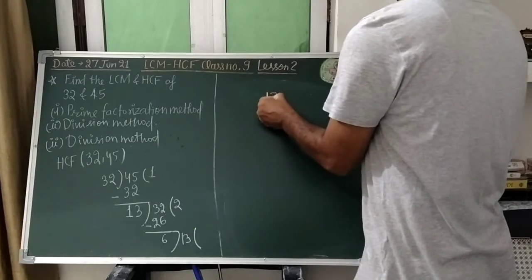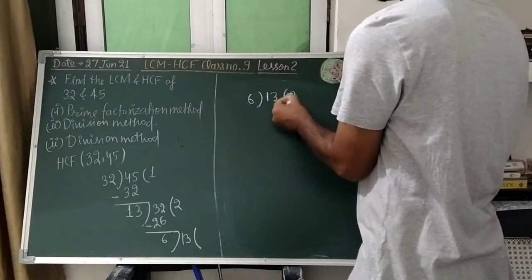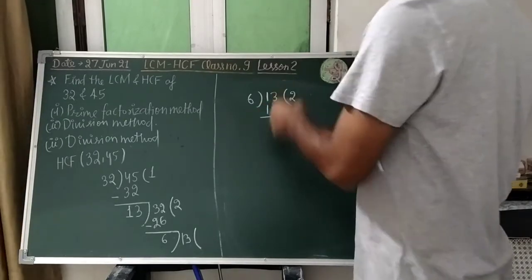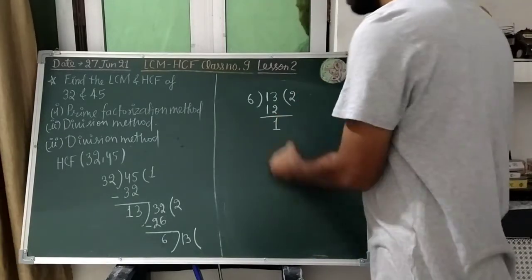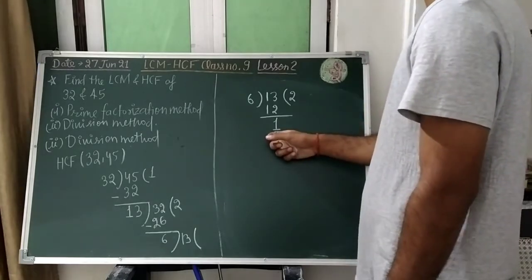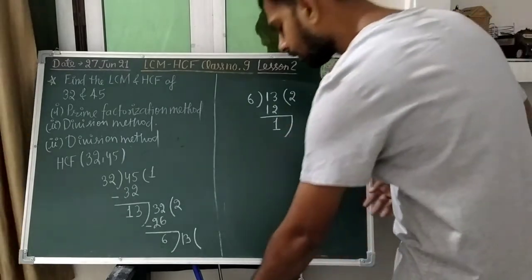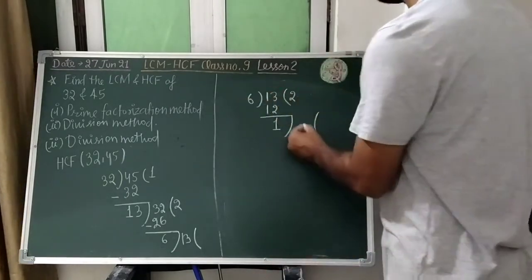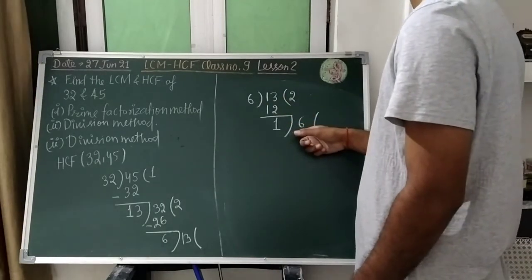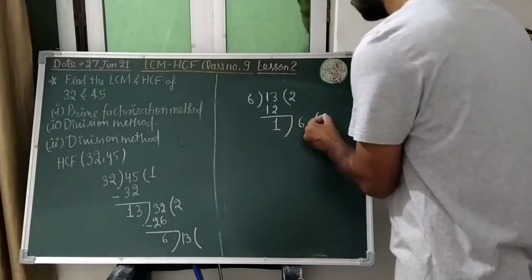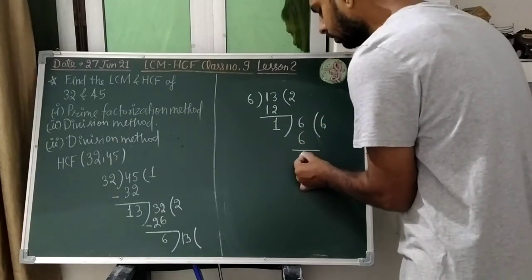Students, when 13 is divided by 6, how many times will it go? 2 times. 6 2s are 12, 3 times it will become 18, which is more than 13. So it will go 2 times only, and 1 you will get as your remainder. Again the remainder is coming, so this remainder will divide the divisor of the previous step, which is 6. When 6 is divided by 1, it will go 6 times. 1 6 is 6, and the remainder comes out equal to 0.